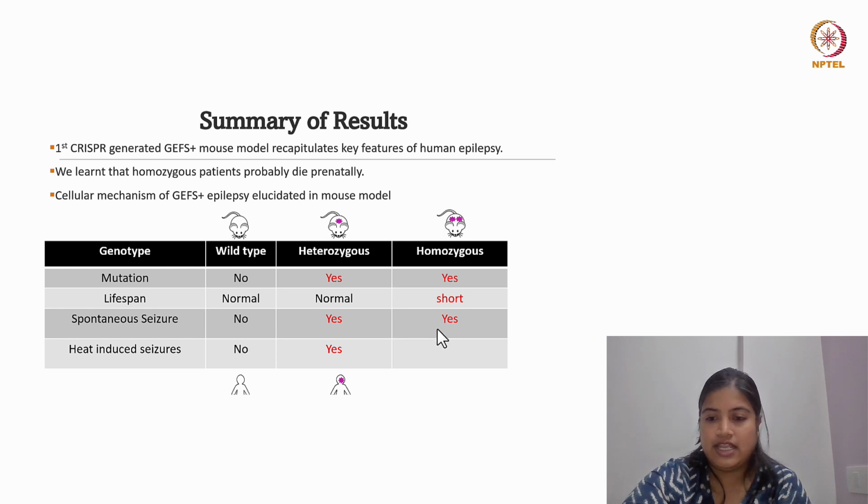We have not done any heat-induced seizures on these young mice because they die very young, and the heat seizures were done on slightly older mice. Otherwise, it would become really traumatic for these young pups to undergo heat-induced seizures. So, those experiments were not done.